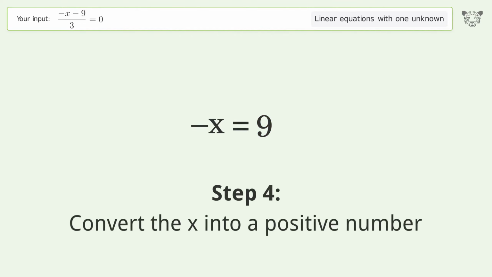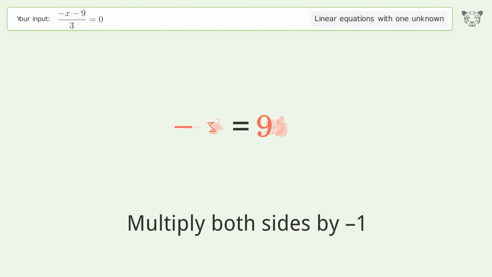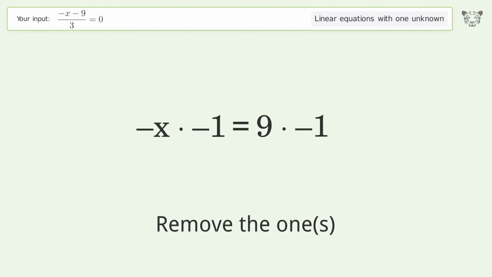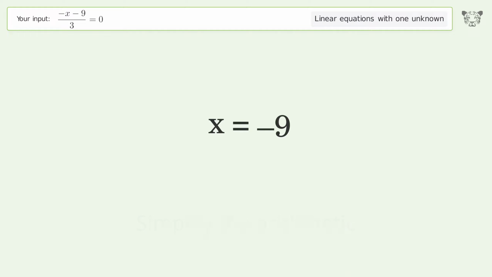Convert the x into a positive number. Multiply both sides by -1. Remove the ones. Simplify the arithmetic. And so the final result is x equals -9.